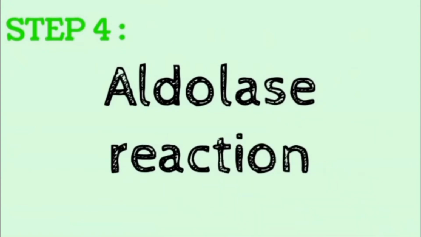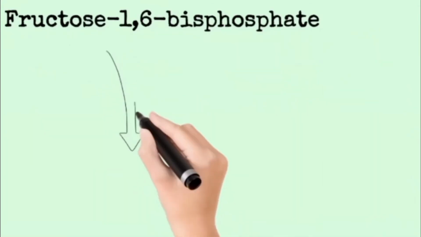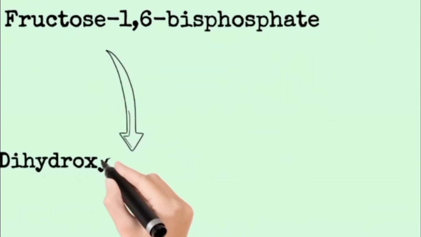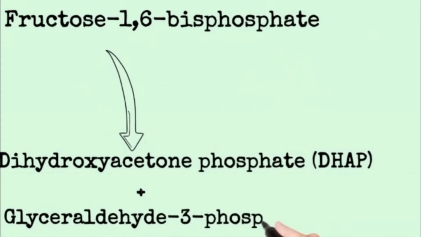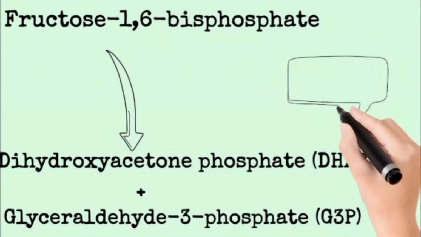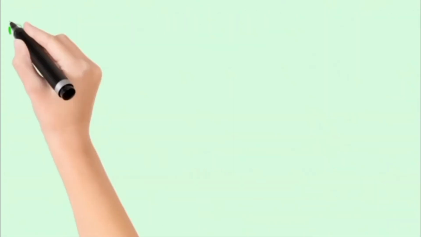Next step, aldolase reaction. The fourth step is catalyzed by the enzyme fructose bisphosphate aldolase, which cleaves fructose 1,6-bisphosphate into dihydroxyacetone phosphate and glyceraldehyde 3-phosphate. These two products are isomers.